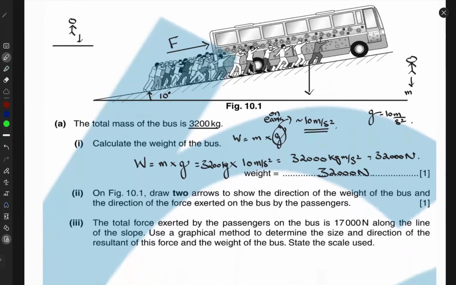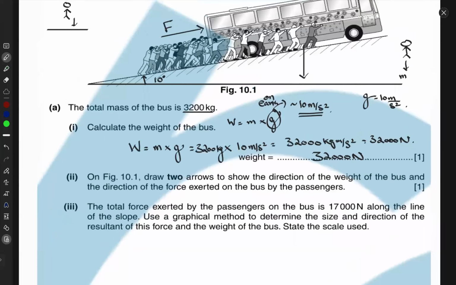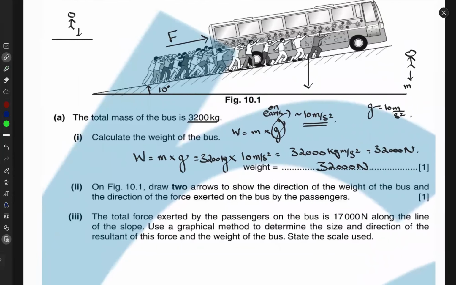Yes, clear. All right. Okay, so now the next part says: on figure 10.1, which is this one, draw two arrows to show the direction of the weight of the bus and the direction of the force exerted on the bus by the passengers. That's something that I have already drawn, right?